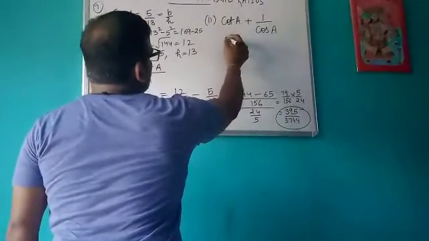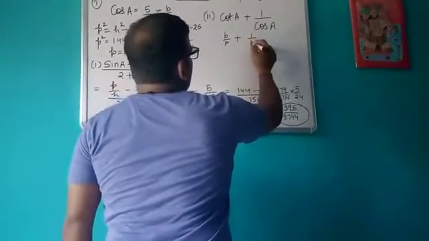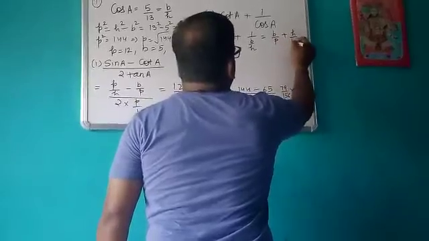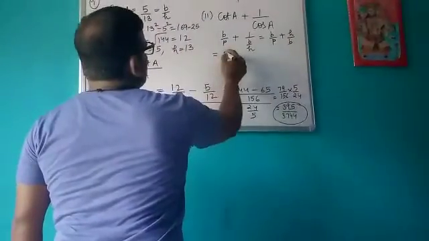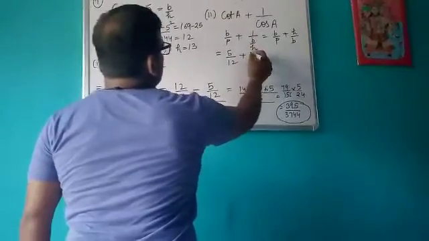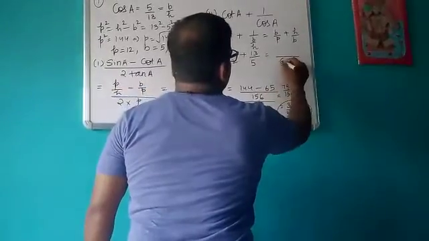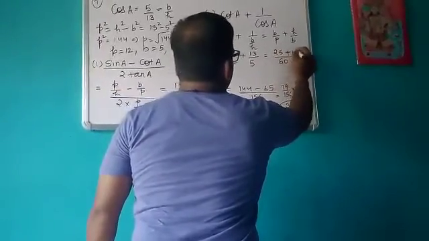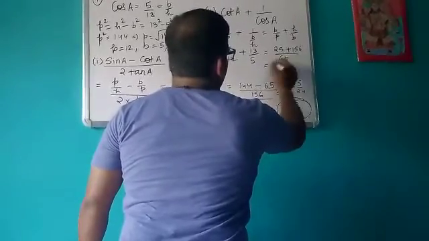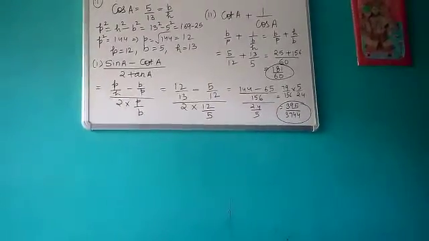Cot. And what is cot? B upon P plus 1 upon B upon H. So that becomes B upon P plus H upon B. So what was upper B? 5. And what was upper P? 12. What was upper H? 13. And what was upper B? 5. So what we will do? We will take the LCM. It is 25 plus 156. That is 181 upon 60. Okay, like this. So in these type of questions, you can solve the questions like this.